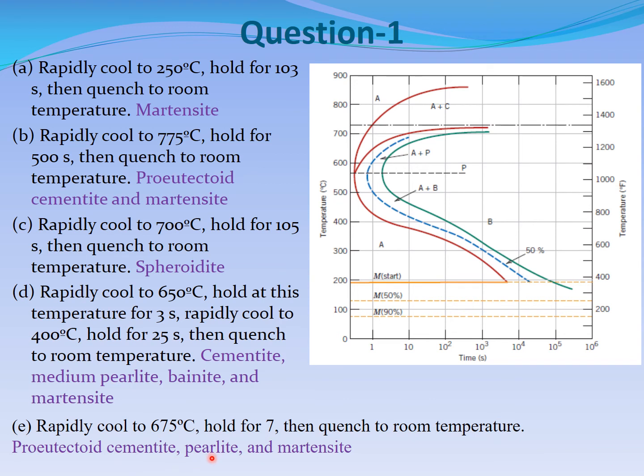So pro-eutectoid cementite, pearlite and martensite. Whatever cementite is formed is already there, right? You are coming from there. So some cementite has already been made. Whatever cementite is there is the pro-eutectoid cementite, the rest is pearlite, and finally whatever remaining austenite was there has changed to martensite, right?